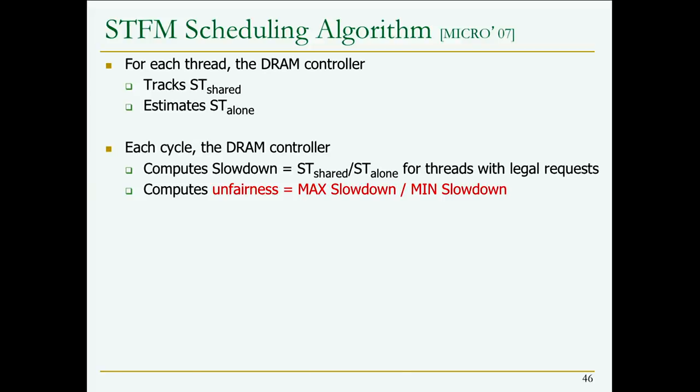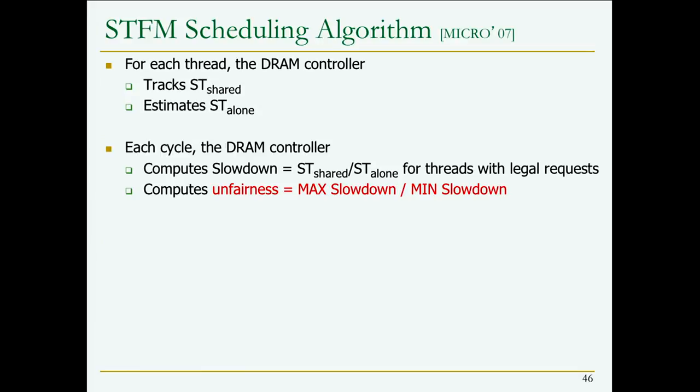So assuming that you can do it, and this paper does it somehow with a real mechanism, which is hard to implement. Each cycle, the memory controller estimates a slowdown, stall time shared divided by stall time alone, for threads that have legal requests, which means that you can actually schedule that request. And it computes some unfairness value, which is the maximum slowdown in the system divided by the minimum slowdown. How unfair you are to all of the threads in the system. For all threads where you have a slowdown value, you find the max and you find the min and divide them.